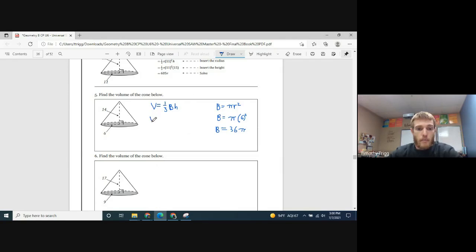Now let's find its volume. Let's find the volume of this cone. How much space does it hold? So that's 1/3 times the area of the base, that's 36 pi, times the height, 14. So 36 times 14 divided by 3, 168 pi. So volume in this case is 168 pi.